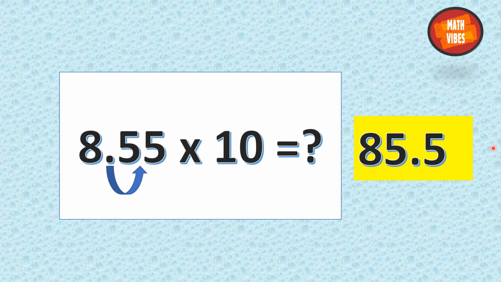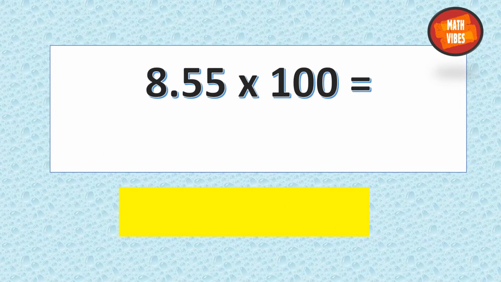Okay, when we are multiplying, shift to the right hand side. That is the first one. We have just shifted the decimal place. Let us look at another example when we have to multiply by 100.